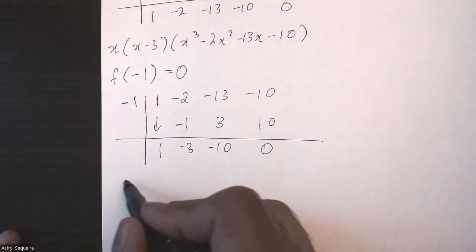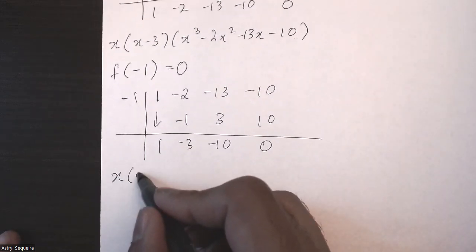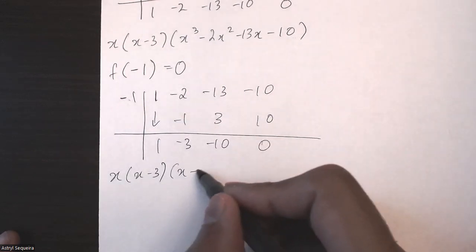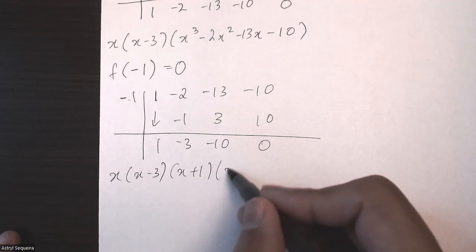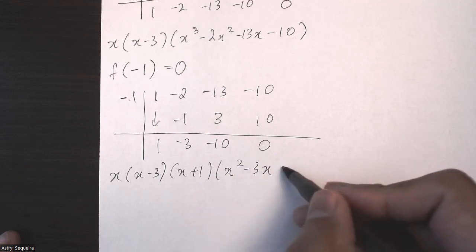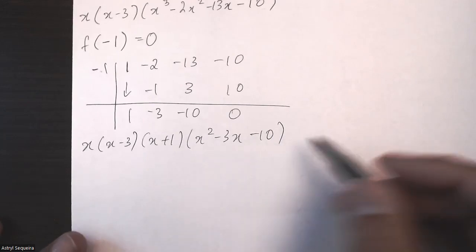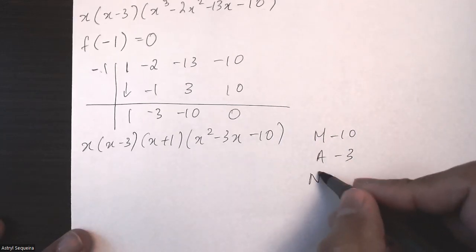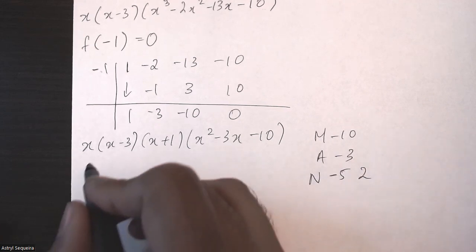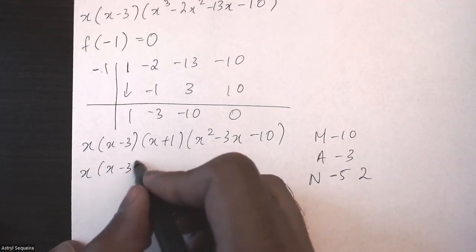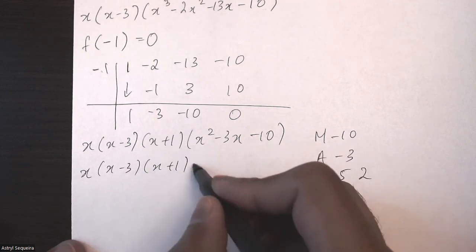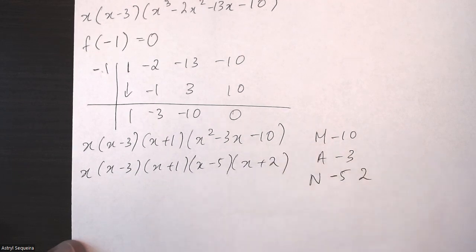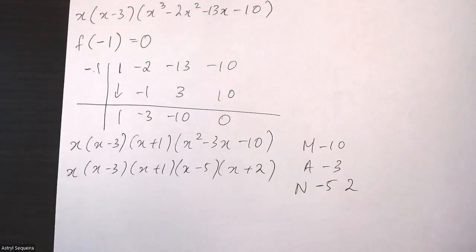Now I can write this in further factored form. So x minus 3. And for this one, I have x plus 1, and now this is a quadratic equation, x squared minus 3x minus 10. This is a simple trinomial. So what multiplies to negative 10 and adds to negative 3? It's just negative 5 and positive 2. So x minus 3, x plus 1, x minus 5, x plus 2 is the final solution.